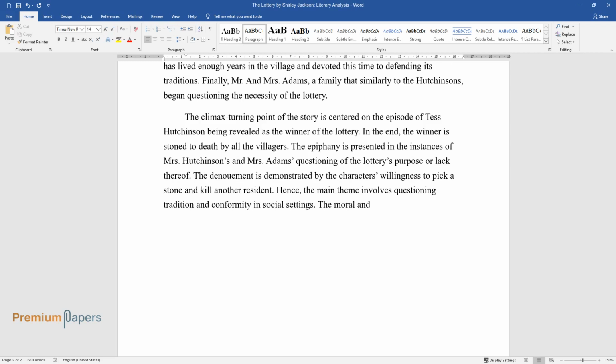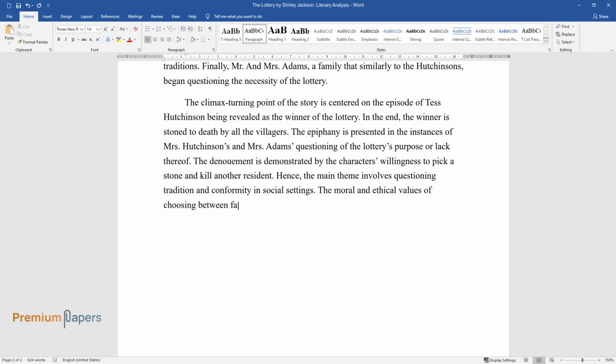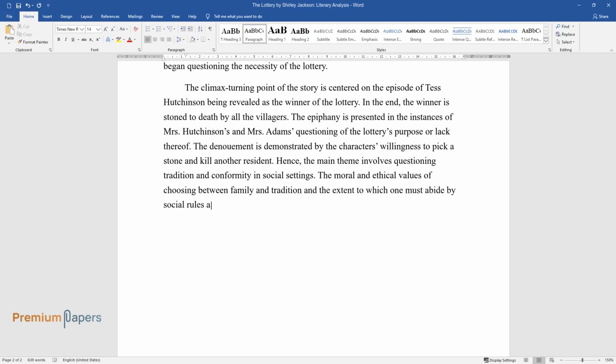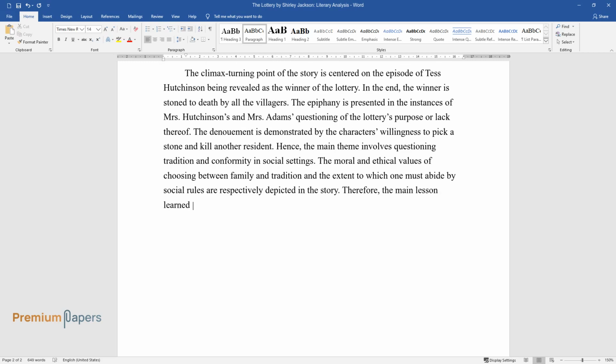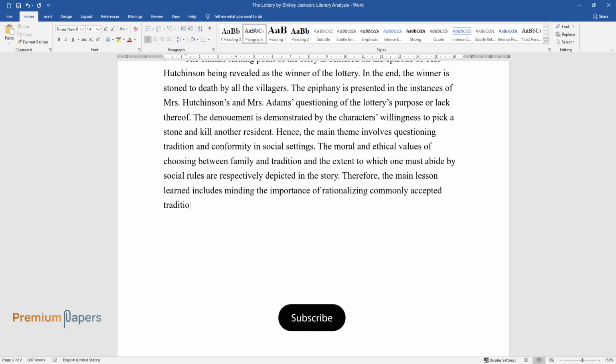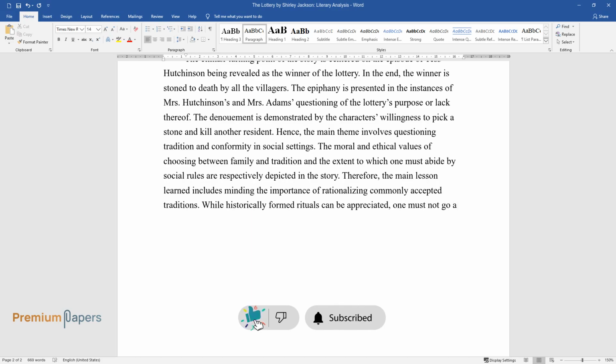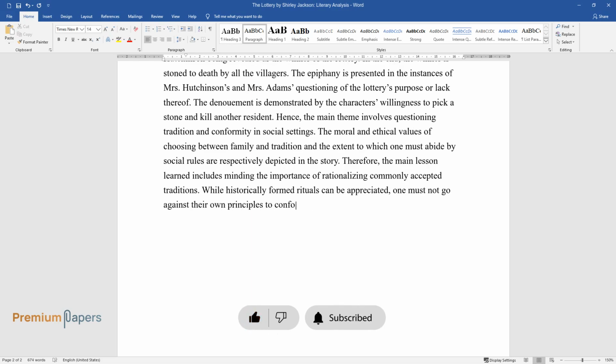The moral and ethical values of choosing between family and tradition and the extent to which one must abide by social rules are respectively depicted in the story. Therefore, the main lesson learned includes minding the importance of rationalizing commonly accepted traditions. While historically formed rituals can be appreciated, one must not go against their own principles to conform to the procedures.